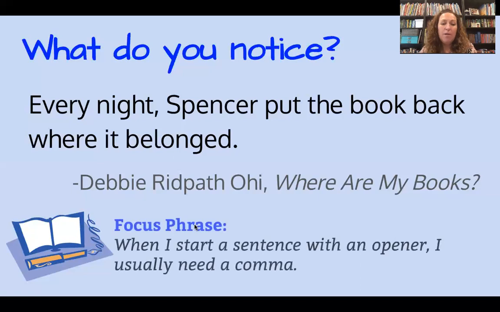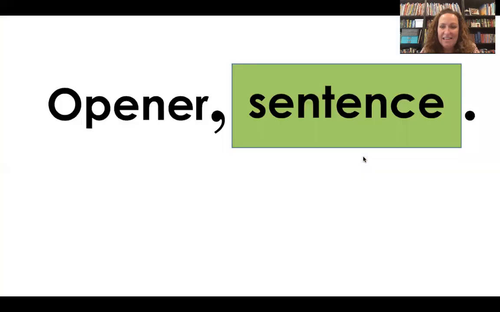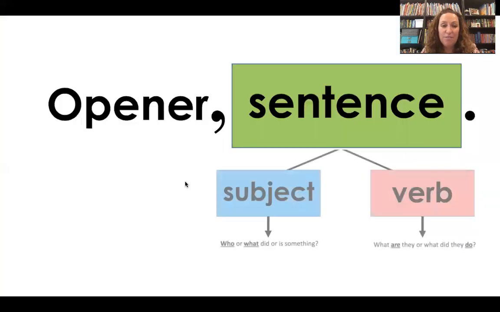So our focus phrase is, when I start a sentence with an opener, I usually need a comma. And we call it an opener because it just opens the sentence. And it's not something that can stand by itself. It's not a sentence by itself, but we're going to use a comma to separate it from the actual sentence. Now let's take a look at another sentence. Oh, here is our visual. I'm sorry for that. I forgot to show you that. So our sentence, remember, is our subject and verb, and then our opener cannot be by itself. That's why it's not inside the green box. And we're going to set it off with a comma.